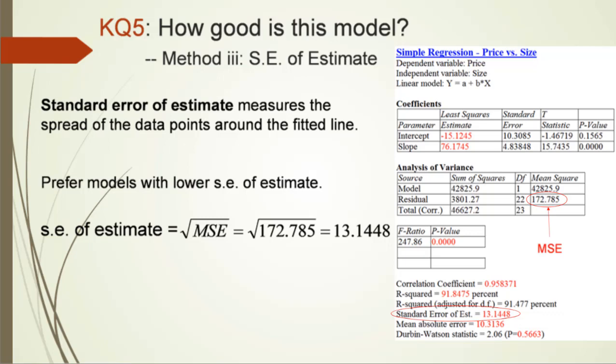The drawback of using standard error of estimate to evaluate a model is that it's difficult to tell whether our standard error of estimate of 13.1448 is small enough. This method is more useful when we compare several models for the same dependent variable, and we would prefer the model with the smaller standard error of estimate.